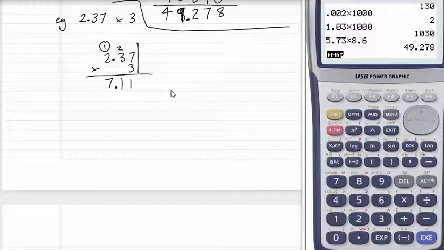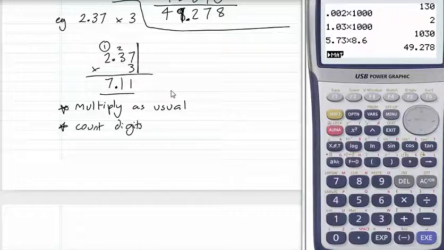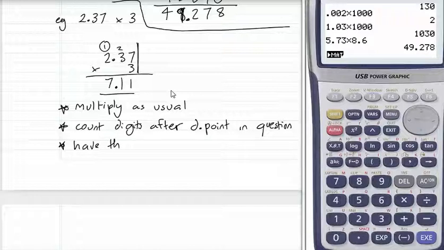So our rule: multiply as usual. Count the digits after the decimal point in the question, and we have that many in the answer. And always check with your calculator if you can.